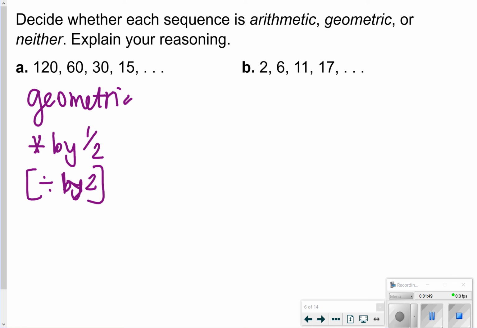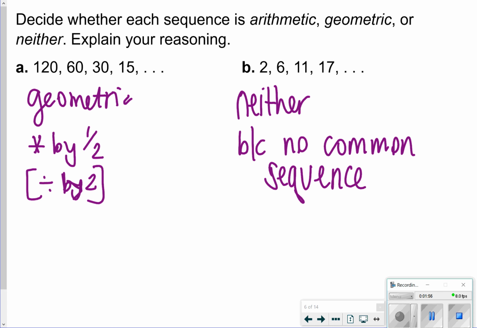For letter B, this one would actually be neither, because there's no common ratio. We could maybe say that 2 times 3 is 6, but 6 times 3 is not 11, and 11 times 3 is not 17. And even if you tried to add, 2 plus 4 is 6, but 6 plus 5 is 11, and 11 plus 6 is 17. These are not adding by the same number, so we're going to have to say neither for letter B.